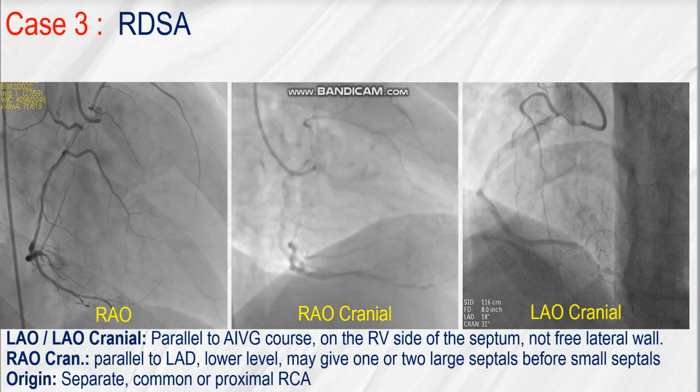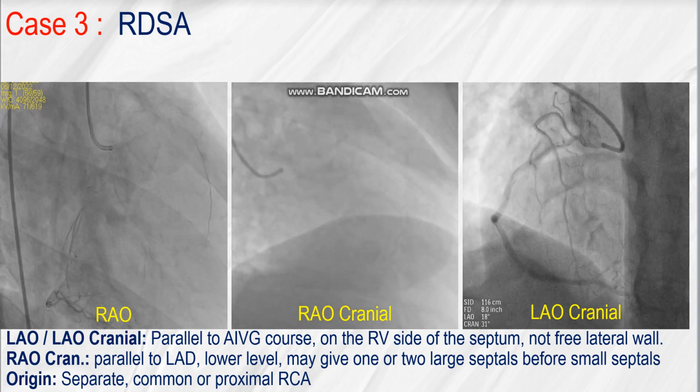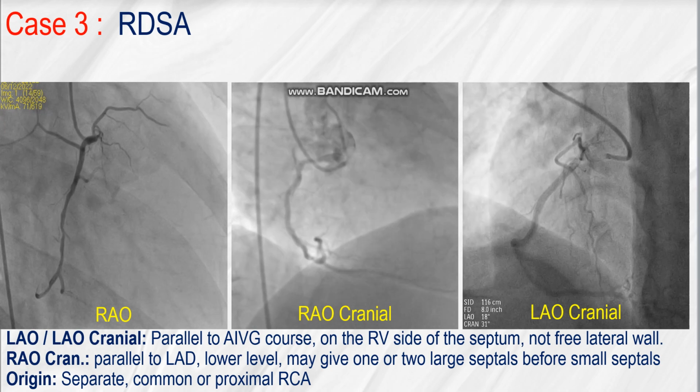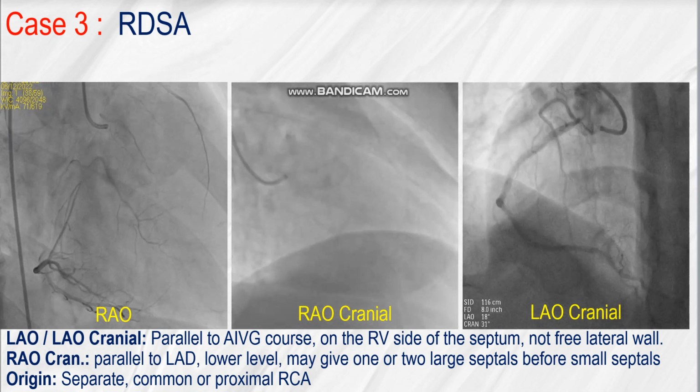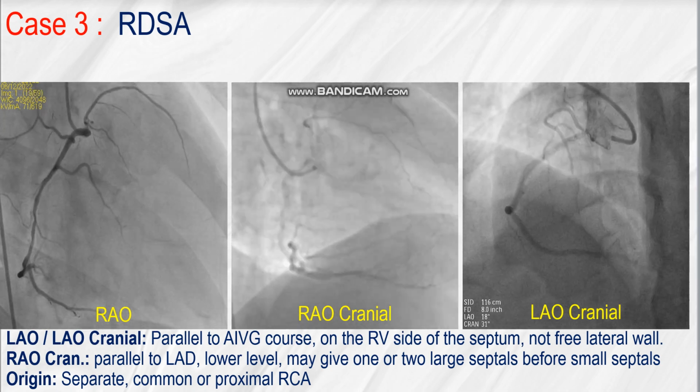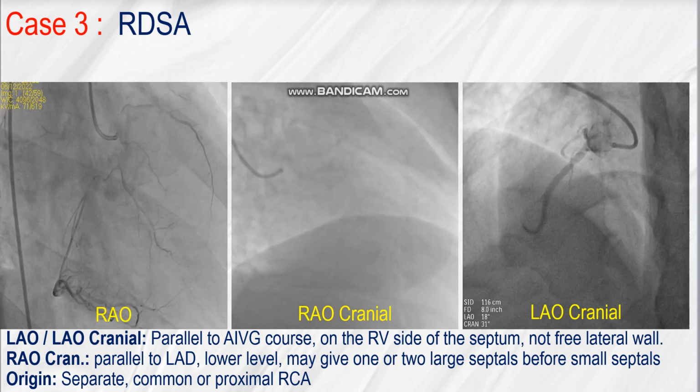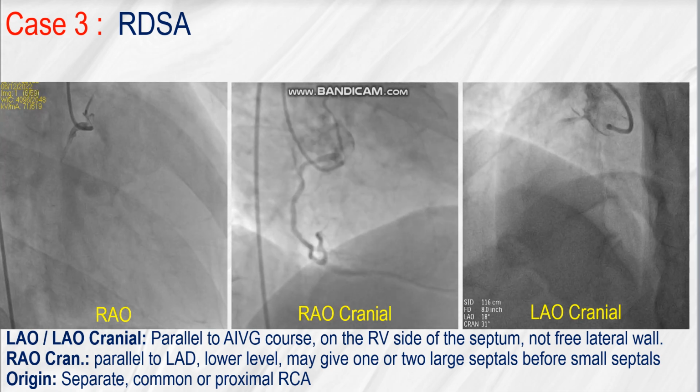How to confirm the presence of right descending septal artery? In the LAO and LAO cranial, it is parallel to the anterior interventricular groove, coursing on the right side of the septum, not on the free lateral wall.